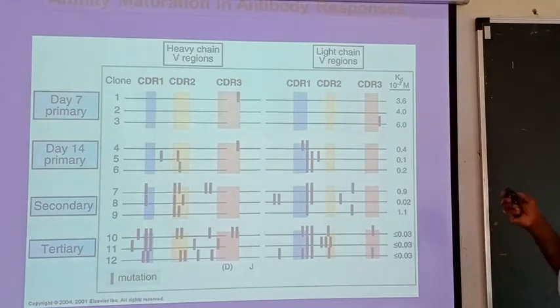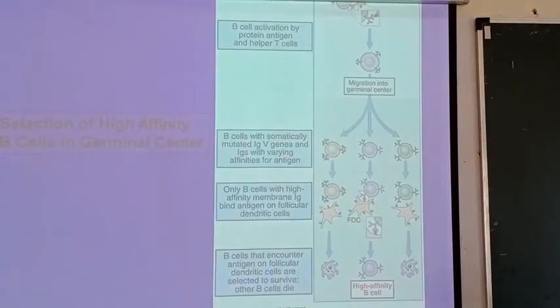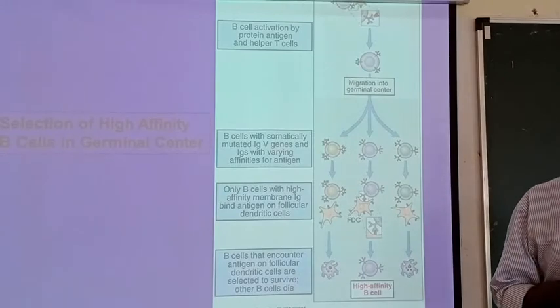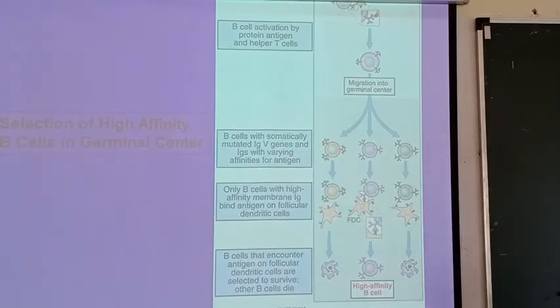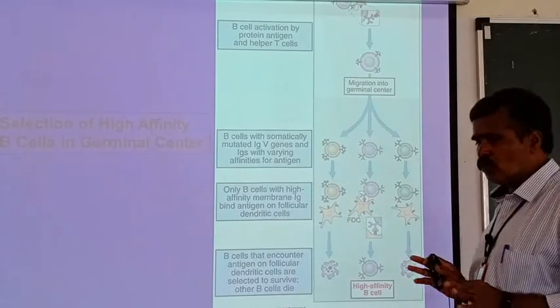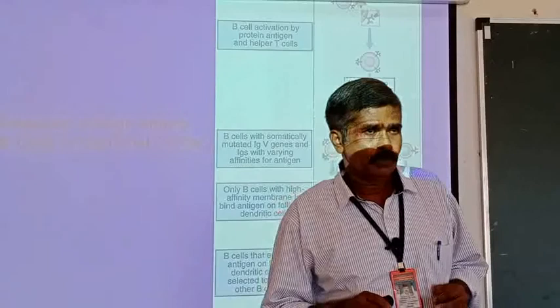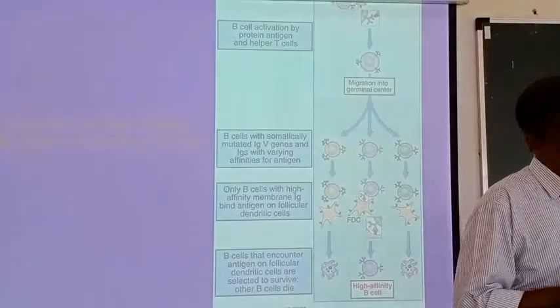So these are the heavy chains and the light chain. After 7 days, after 14 days, how these cells are generated and how this maturation is carried out, in the secondary immune response and the tertiary, because of the mutations. Because of these mutations, the activation of the B cells is carried out. Now how is this working? The hyperaffinity of the B cell is increased. So only the production of the B cell is not sufficient for the reaction mechanism. The hyperaffinity is very important.